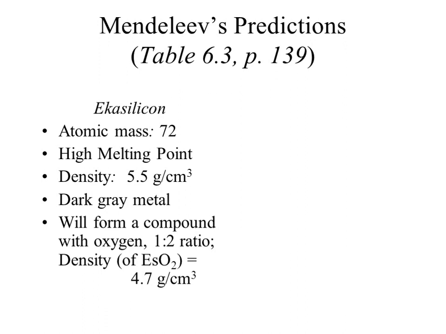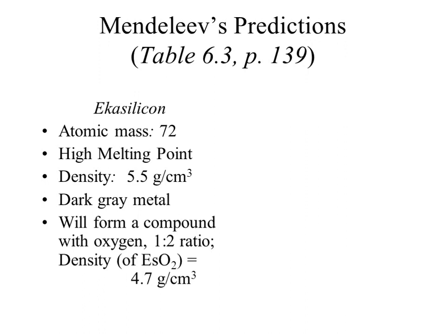So if we take a look at one of the predictions that he made, for the element that sits below silicon, the modern-day element germanium. At the time Mendeleev put his periodic table together, this was an unknown element, so he named it ecosilicon because it came after silicon. He predicted it would have a mass of 72, a relatively high melting point, and a density of 5.5 grams per cubic centimeter.